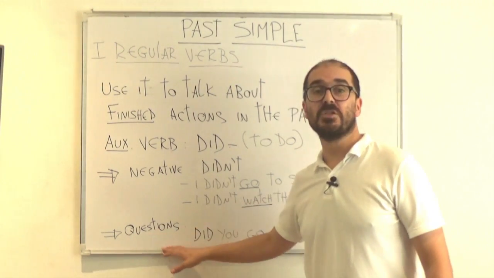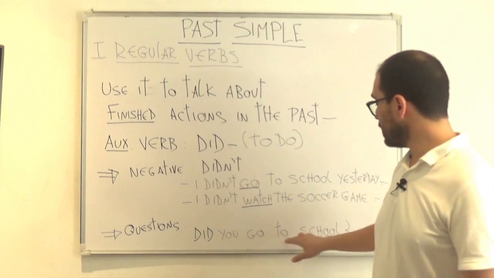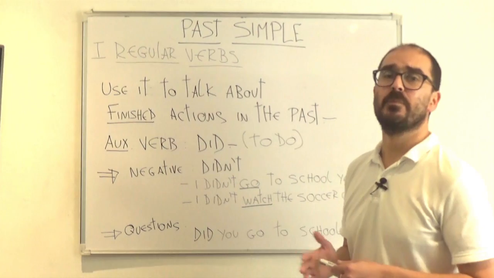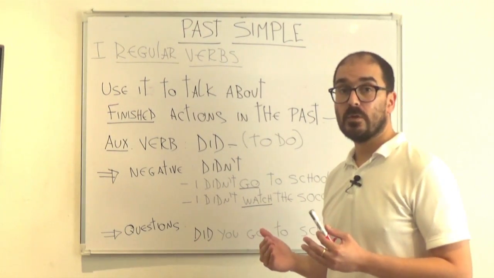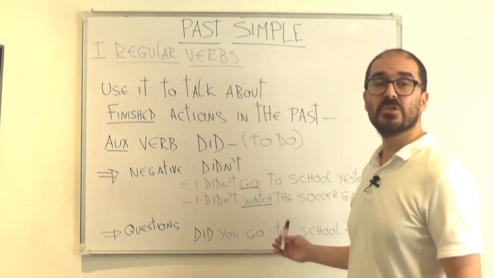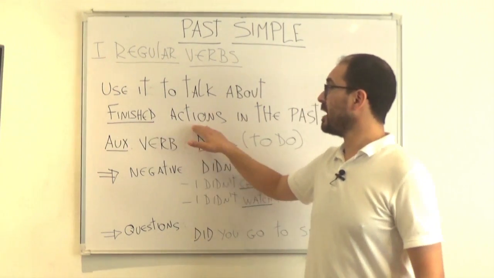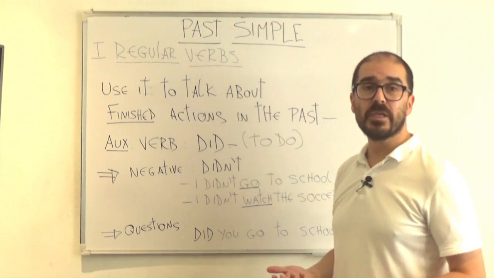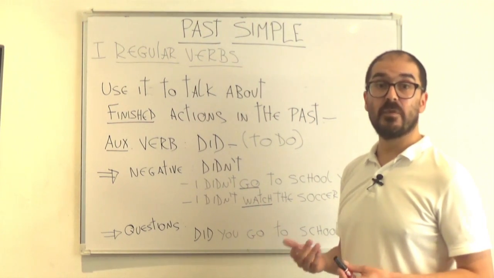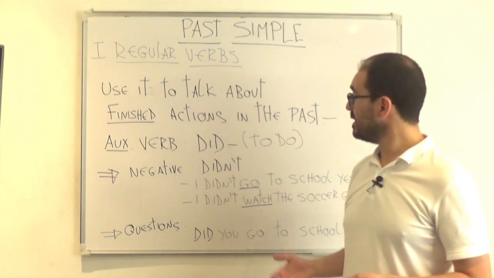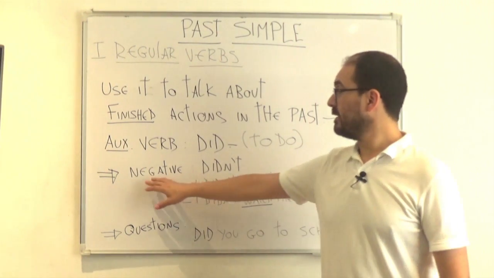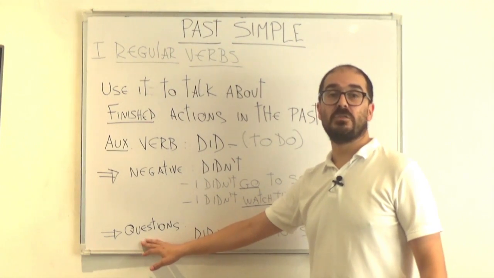Same rule applies for the questions. Did you go to school? Now, notice the difference. When we ask in present simple, do you go to school? We're speaking in general. But when we use did, the same question is to talk about a finished action in the past. Did you go to school yesterday? Did you watch the game yesterday? Did you eat something before class? So did and didn't are going to be our best friends, speaking in both negative and in questions.